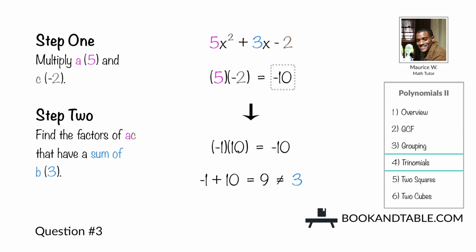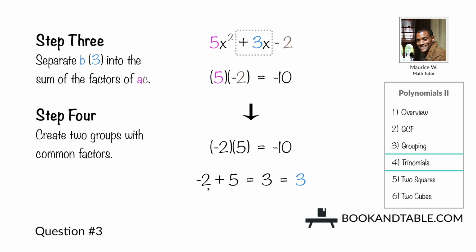We'll start with negative 1 times 10, since that equals negative 10. However, the sum of these two factors is negative 1 plus 10, which is positive 9, and that does not equal the coefficient of x, positive 3. So we'll look at another pair of factors that have a product of negative 10, negative 2 and positive 5. When we find the sum of these two factors, we get negative 2 plus 5, and that equals positive 3. And that does equal the coefficient of x. So these are the factors that we were looking for.